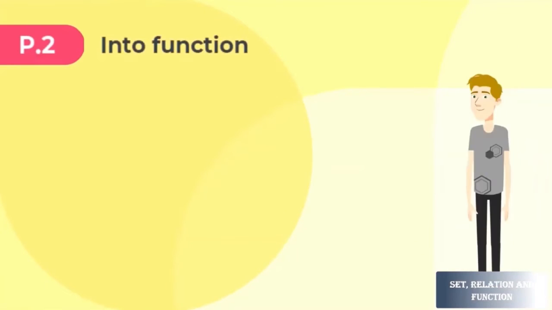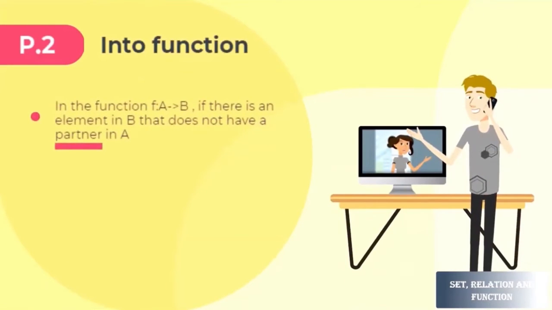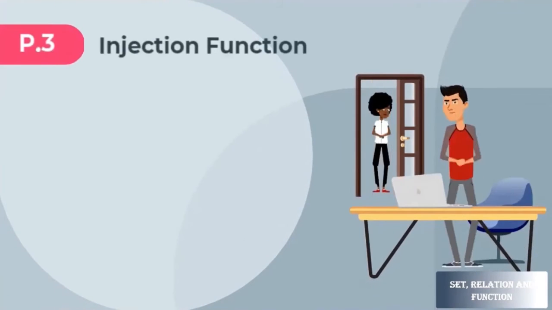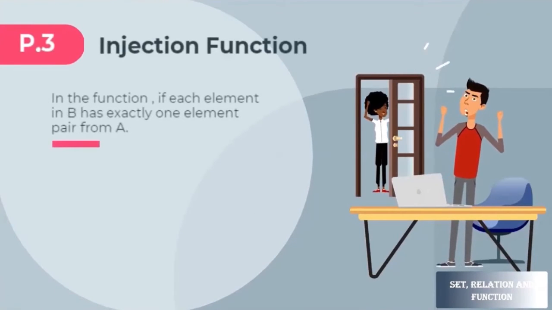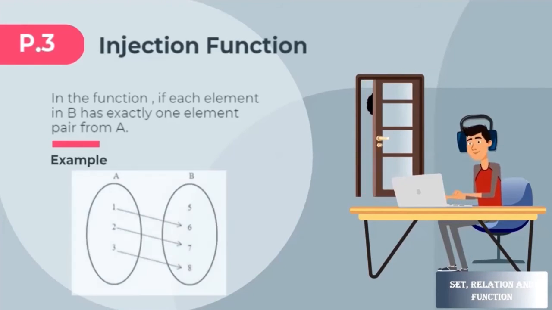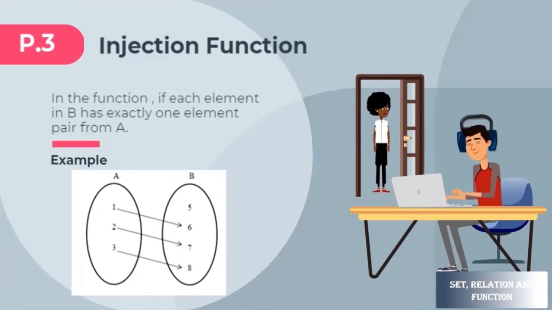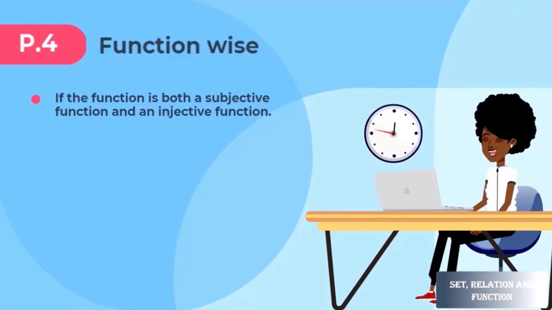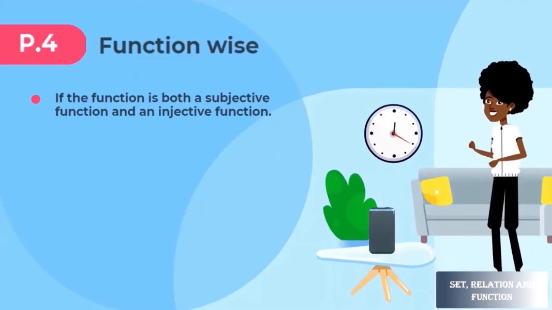The second one, into function. Into function is when Rf is not equal to B, if there is an element in B that does not have a partner in A. Third, injective function. In the function, if each element in B has exactly one pair from A. And fourth, bijective function. A bijective function is if the function is both a surjective function and an injective function.